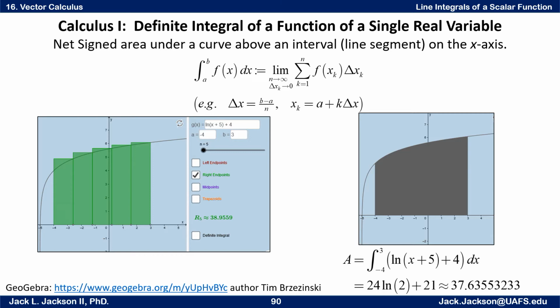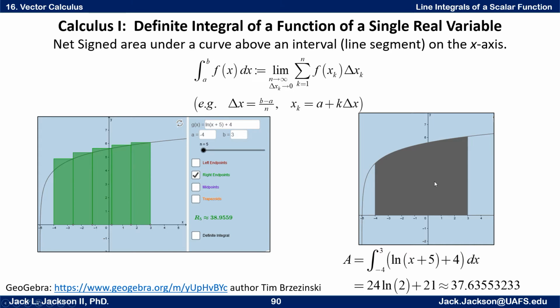So we define the integral from a to b of f of x dx to be a limit of Riemann sums. We take an interval, in this case a line segment going from -4 to 3 on the x-axis. That's indicated by these limits here, -4 to 3. And so that's our domain, a line segment. And above that line segment we have an area. The area we're looking for is this gray area on this picture on the right.